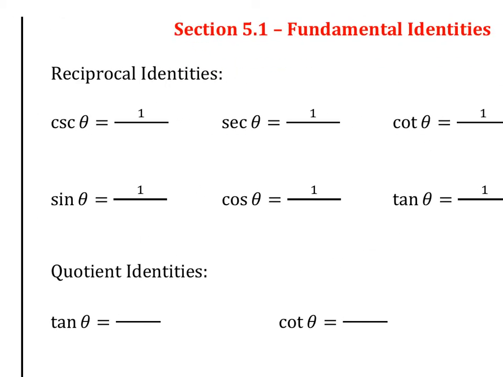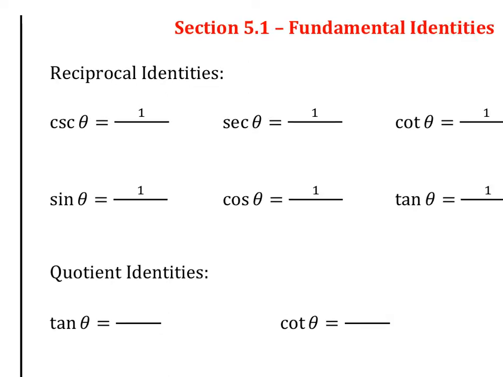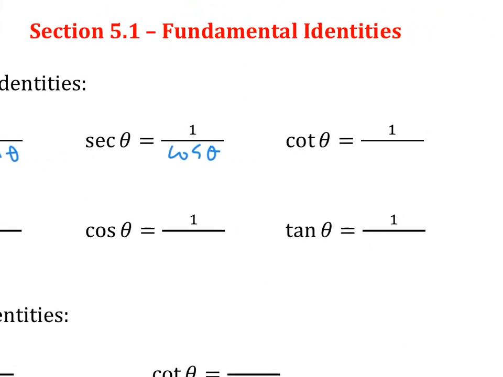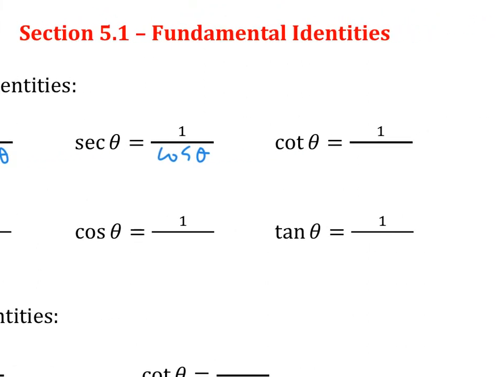All right, we are doing proofs for trig functions now. So let's just review again really quickly. Cosecant is 1 over what? Sine. Secant is 1 over cosine. Cotangent is 1 over what? Tangent.